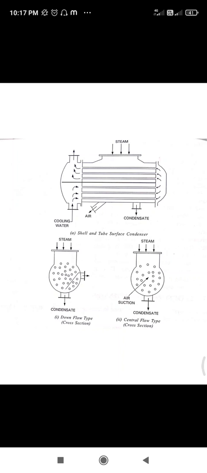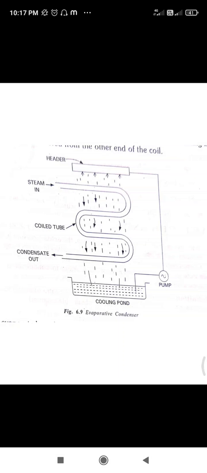In this case, steam enters at the bottom and flows upwards. The air extraction pump is placed at the top. The condensate flows down and is removed at the bottom where the condensate pump is located. This is an inverted type surface condenser. Now let's see the evaporative condenser.